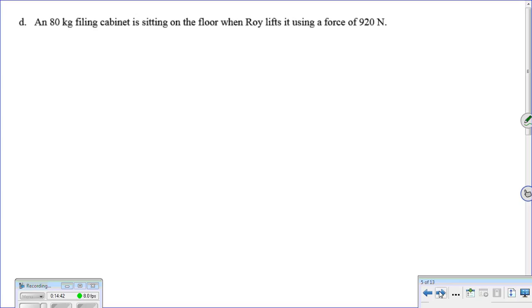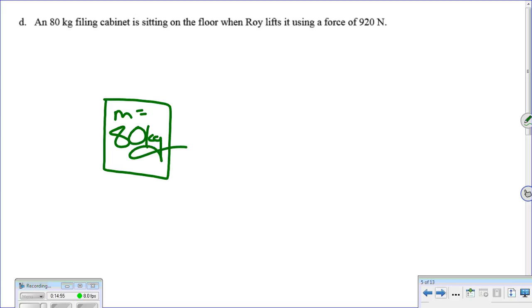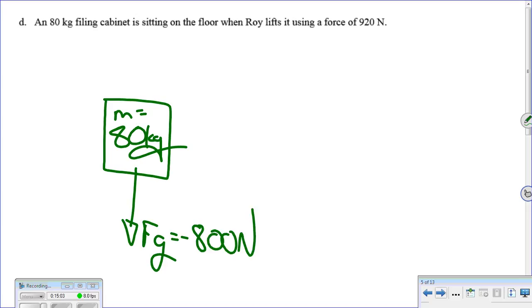All right. 80 kilogram filing cabinet sitting on the floor, and then Roy lifts it using a force of 920 newtons. So here we go. Draw yourself a filing cabinet. Mass is 80 kilograms. Start by putting in your force of gravity. 80 times negative 10. Oh, that's negative 800 newtons. So that's step one, mass and force of gravity.